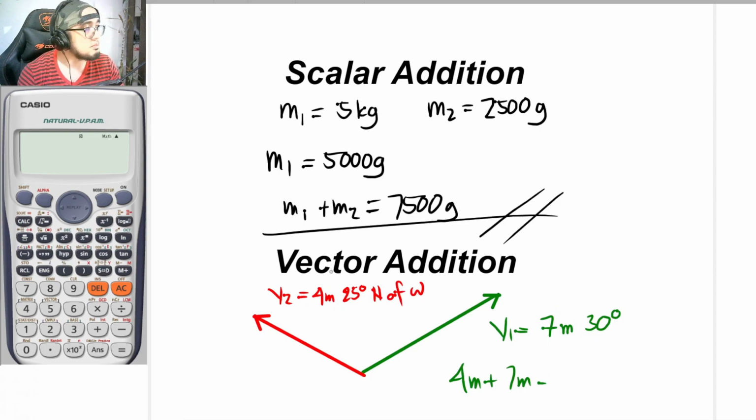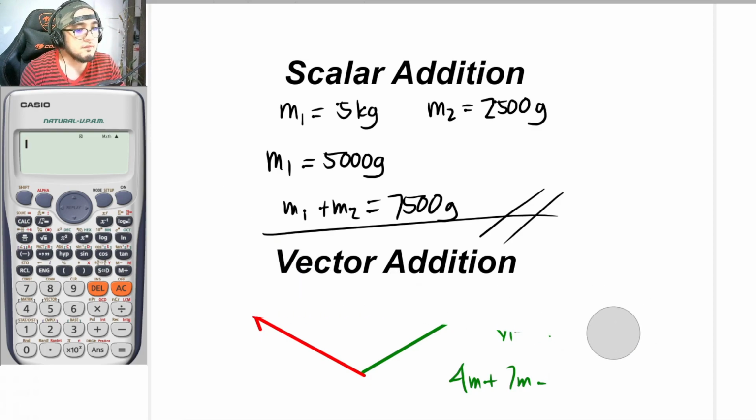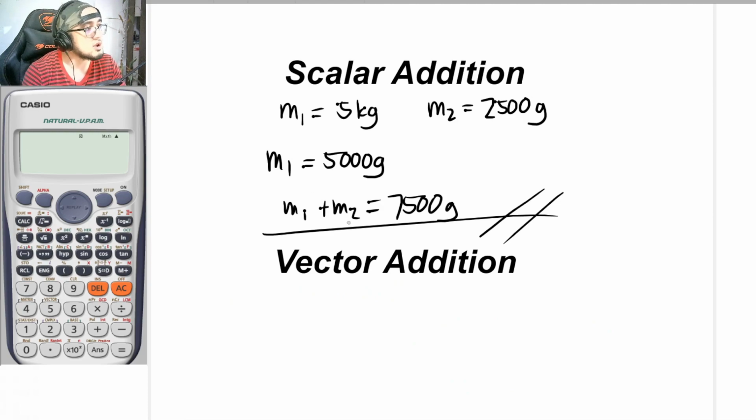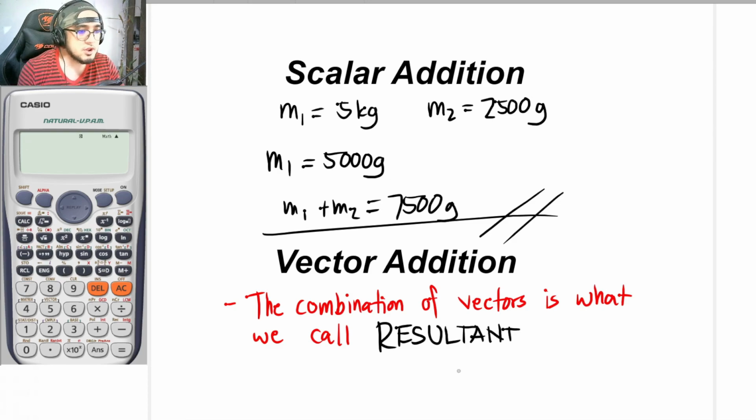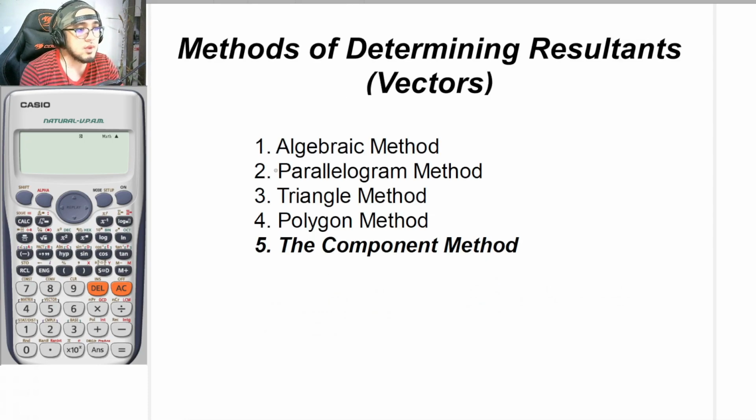Before proceeding, guys, when we add vectors, the result is what we call our resultant. The combination of vectors is what we call the resultant. There are plenty of ways of adding our vectors, and we have these methods here: the algebraic method, parallelogram method, triangle method, polygon method, and the component method.